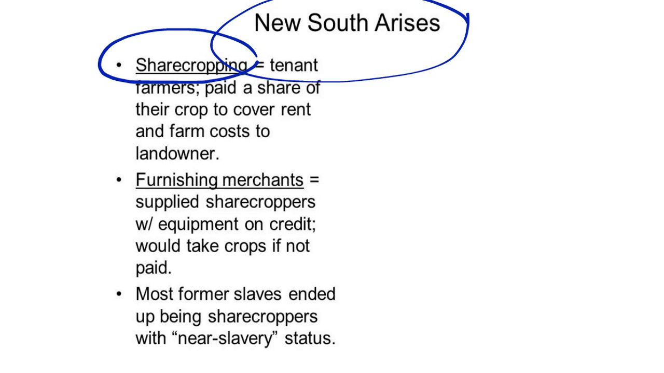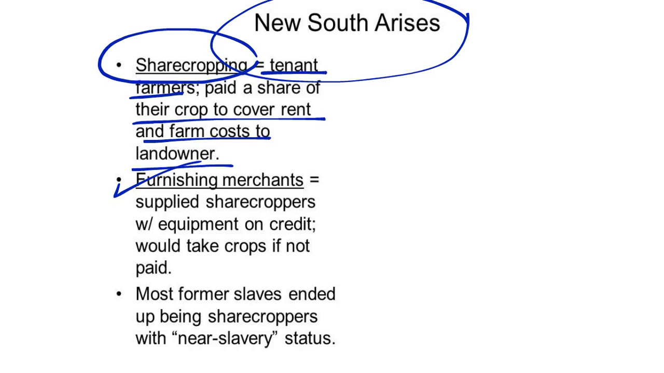And sharecropping was basically a system of tenant farmers who were paid a share of their crop to cover rent and farm costs to a landowner. So they didn't actually own their own land. They rented it or they leased it from a larger, wealthier landowner.